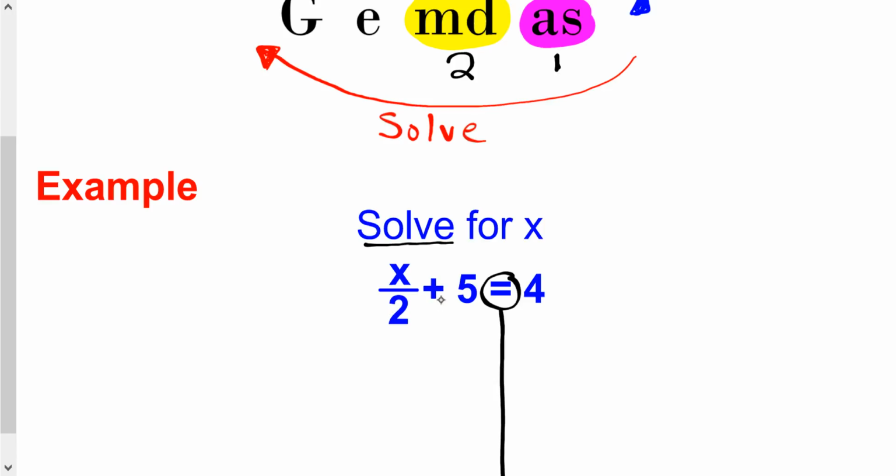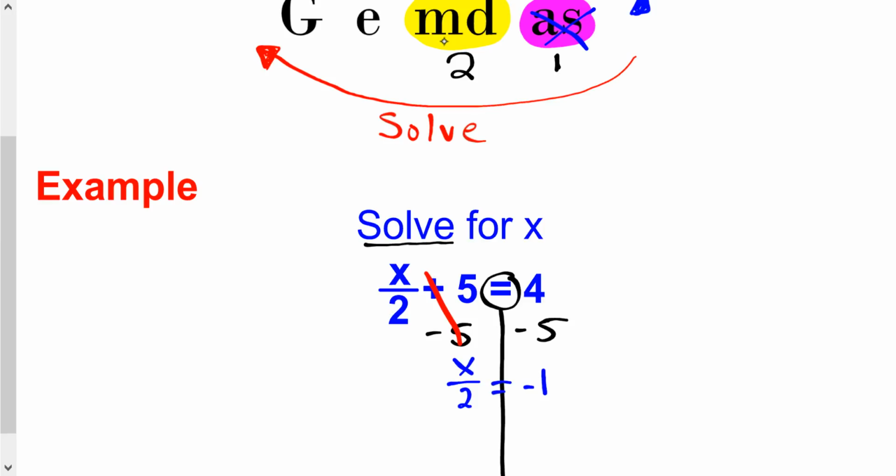Well, do I see addition? I do. I want to undo that addition by doing the inverse operation, saying minus 5 on both sides. Okay. Plus 5 minus 5 is 0. That leaves me with x over 2, or x divided by 2, equals 4 minus 5. That is negative 1. And now all my addition and subtraction is undone. There's nothing left in my equation that's addition or subtraction. So addition and subtraction is complete.